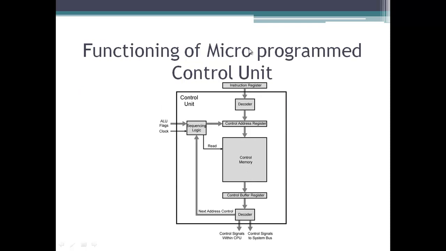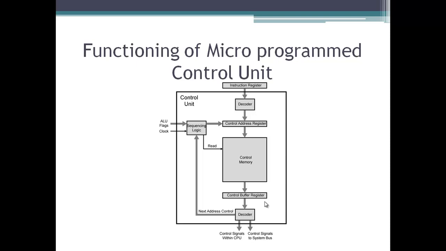You can see the functioning of the microprogram control unit, in which the instruction register, decoder, sequencing logic, control buffer register and control address register are there, which use the control memory or control word for read and write operations, in which the sequencing logic unit specifies the address of the control memory word that is to be read in the address register of the control memory. It also issues the read signal. The desired control memory word is read into the control memory buffer register, that is the control buffer register.